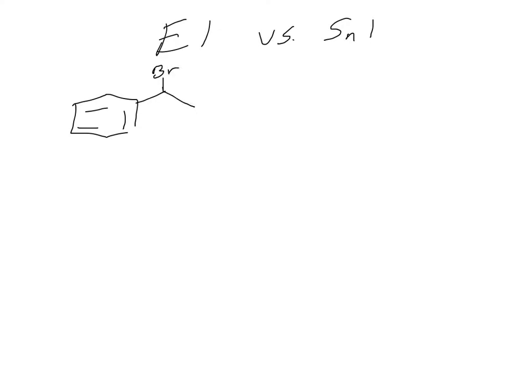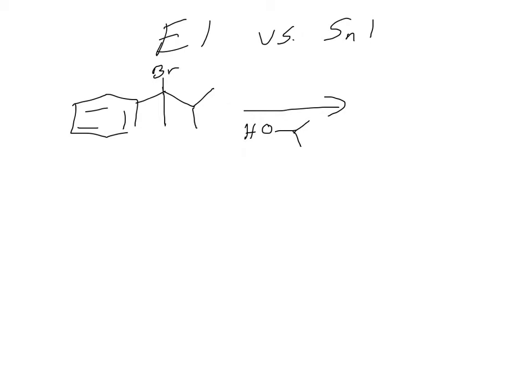So, a question about what happens with E1 versus SN1. At this point, we always say the first question we ask ourselves is what type of alkyl halide we have. So let's just say, for an example, I'm going to go with this, and we'll say we're doing it in isopropanol.